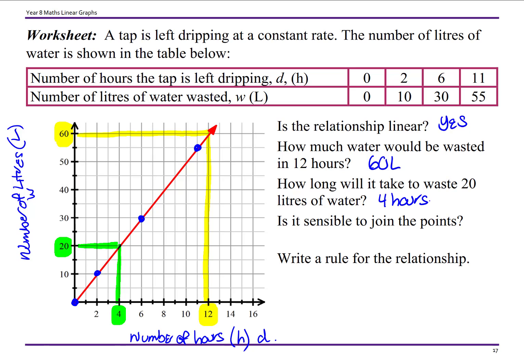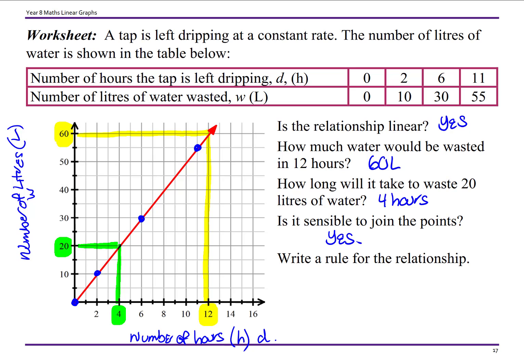Is it sensible to join our points? Well, yes, it is, because our number of hours, even though they're exact numbers, in between we've still got water dripping. So at 3 hours and 5 minutes, the water is still dripping. Okay, so we should have a straight line through the points.